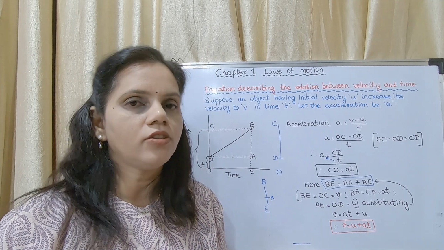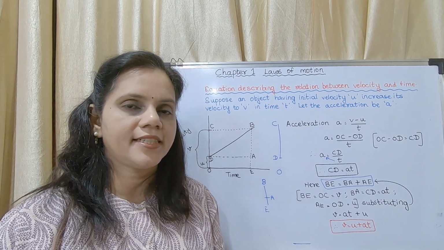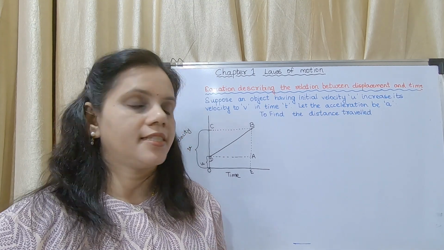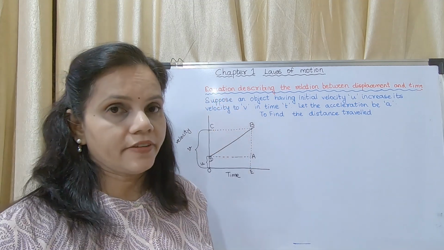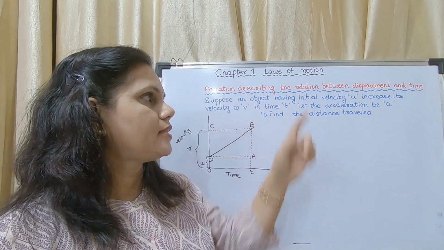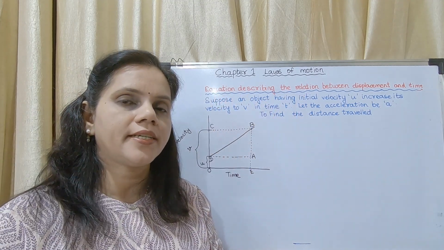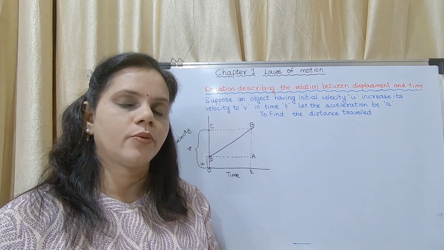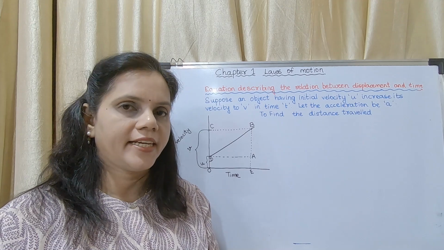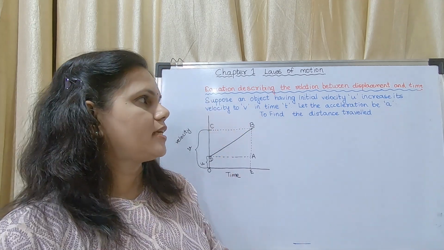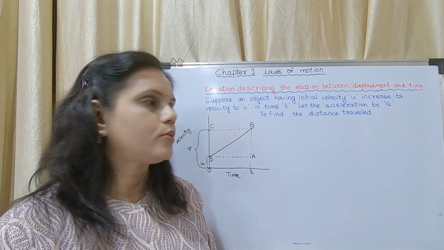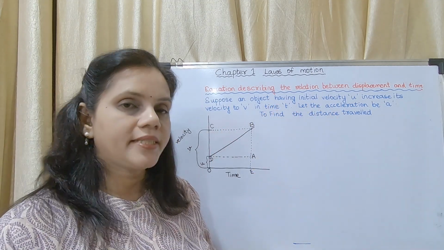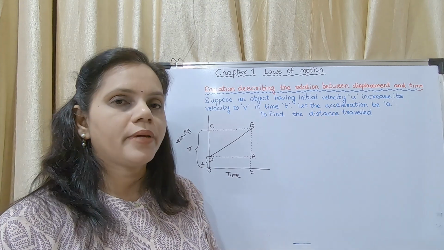If you have any doubt, you may ask. Now the next, the second equation. The question will be the equation describing the relation between displacement and time. We know the equation: s is equal to ut plus half at square. Suppose an object having initial velocity u increases its velocity to v in time t. Let the acceleration be a.